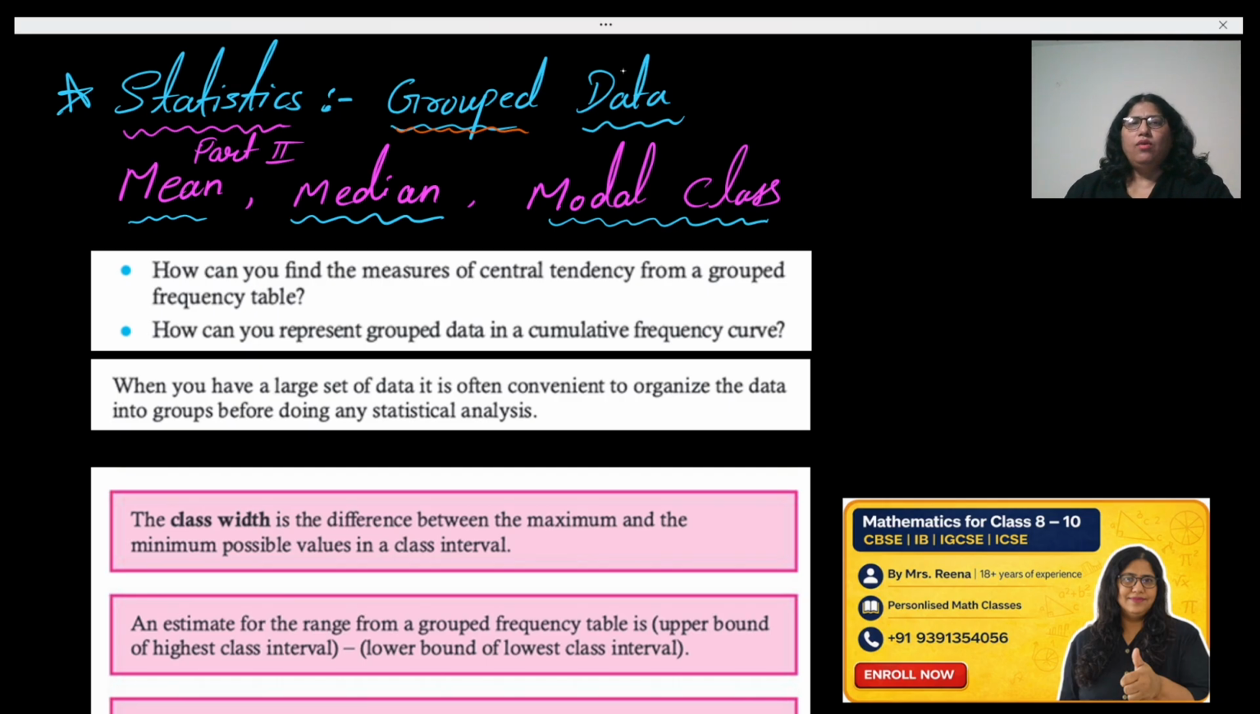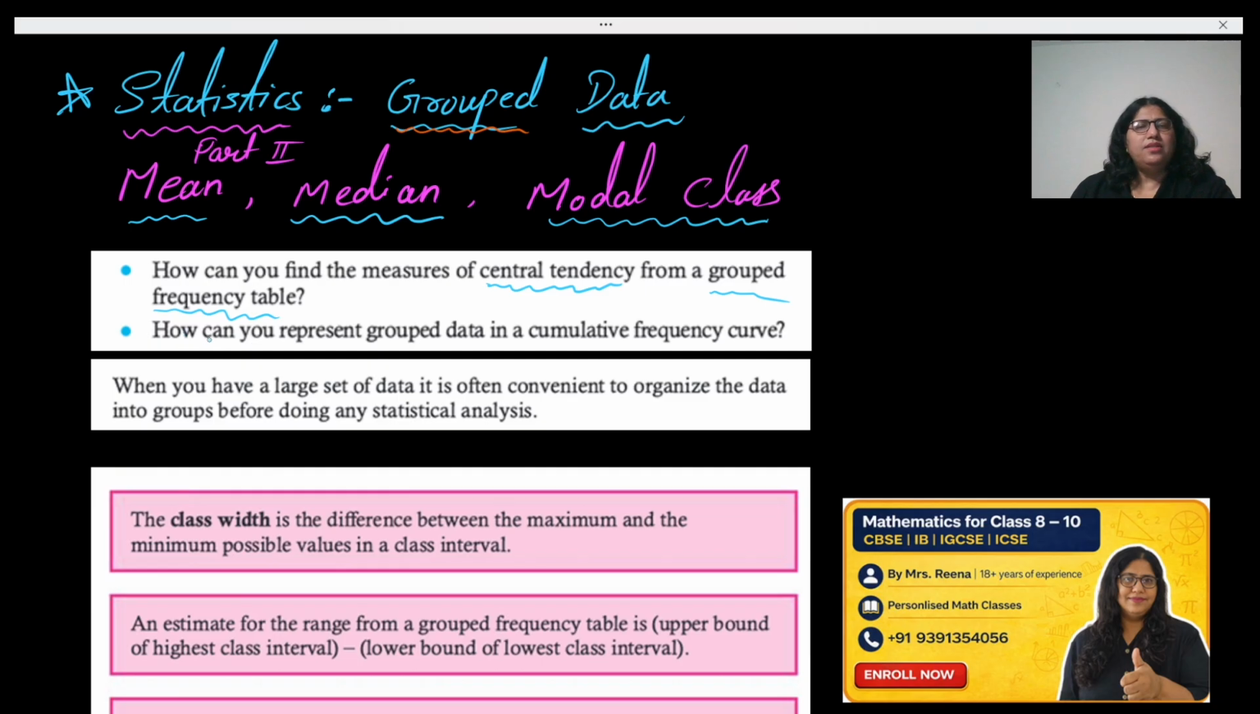So how can you find the measure of central tendency? Again, mean, median and modal class from a grouped frequency distribution table. Now, what is a grouped frequency distribution table? How are we going to calculate? I'll explain along with one example.